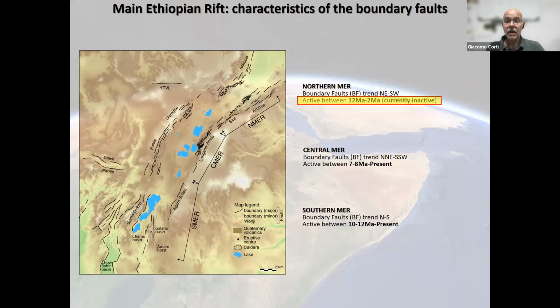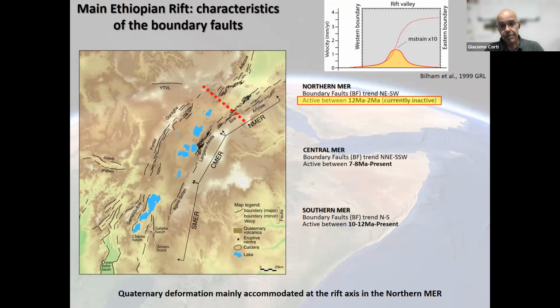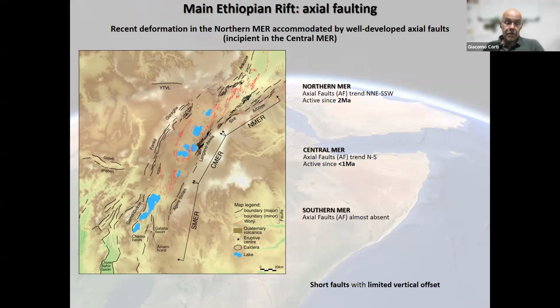For instance, GPS data suggests that a lot of the deformation in this northern portion of the rift is accommodated at the rift axis. This is somehow a simplistic view of the process, but probably more than 50% of the deformation, probably something up to 70 or maybe 80%, is accommodated at the rift axis in this part of the rift, which is characterized by another system of normal faults, different from the boundary faults.